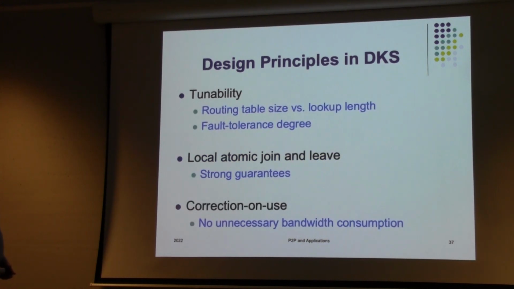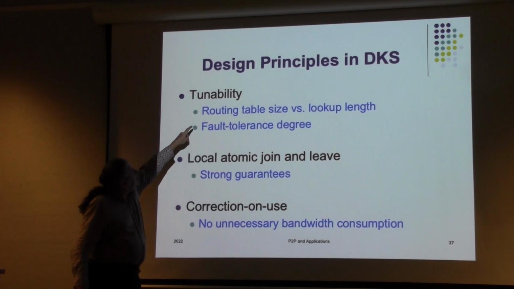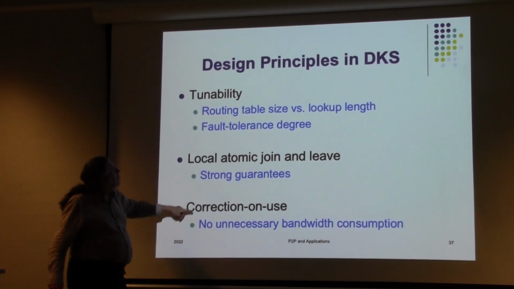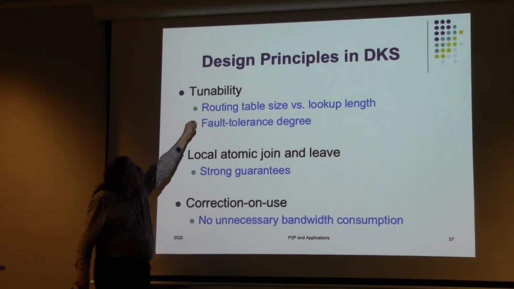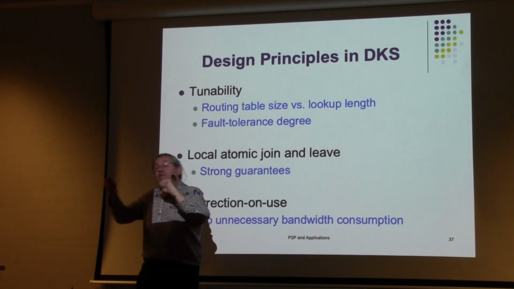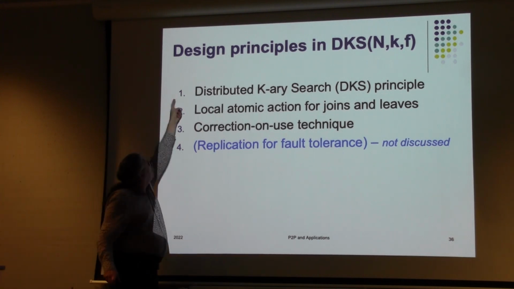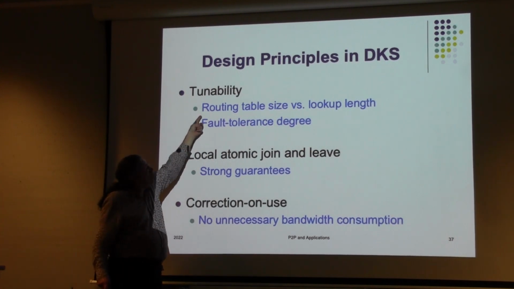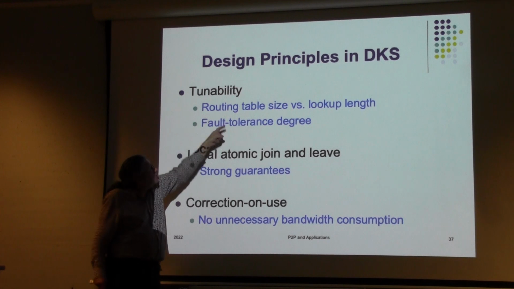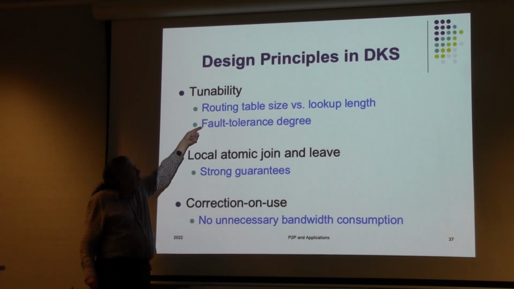So those are the three principles. You have the DKS, the atomic join and correction on use. The DKS means you can choose the value of K, so you can tune the routing table size to make it faster. So principle number one, you have the ability to tune it. Changing K changes the routing table size versus lookup length. There's also the fault tolerance degree, which I won't talk about.